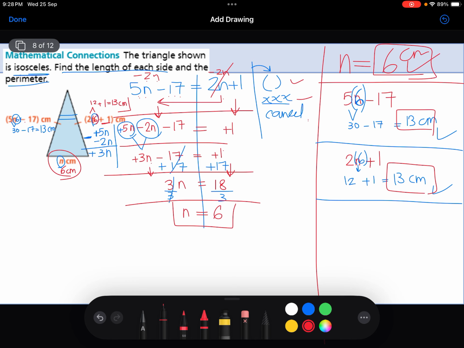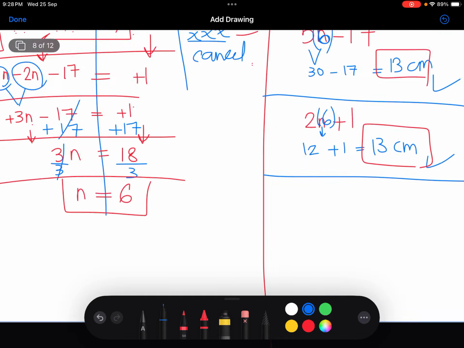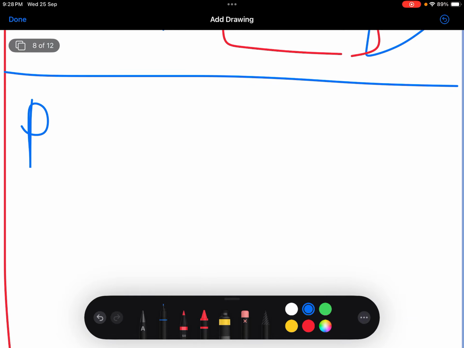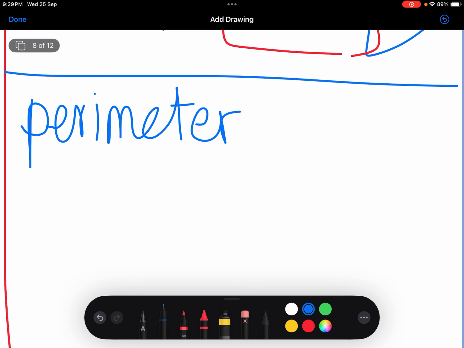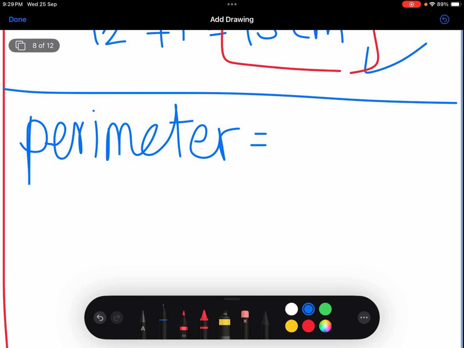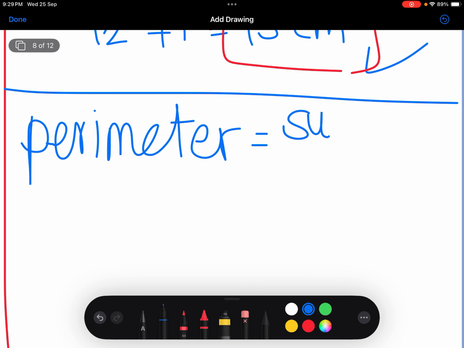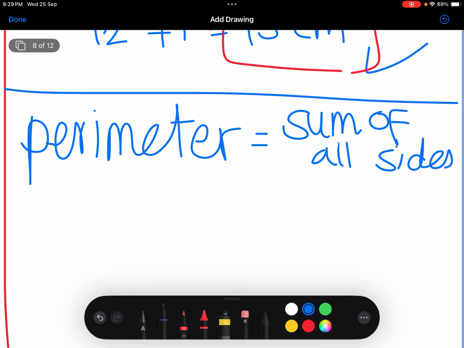The second task is they want us to find the perimeter. How do we find the perimeter, ya banat? The perimeter of any shape is what? Sum of all sides. You need to add all sides. Sum of all sides. Let's add all sides.